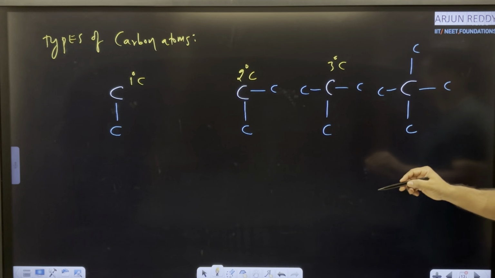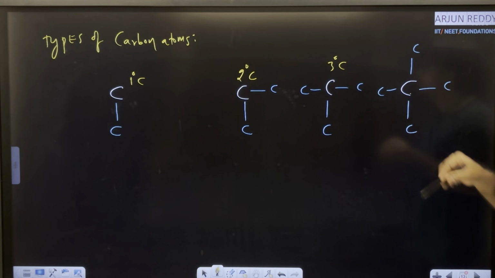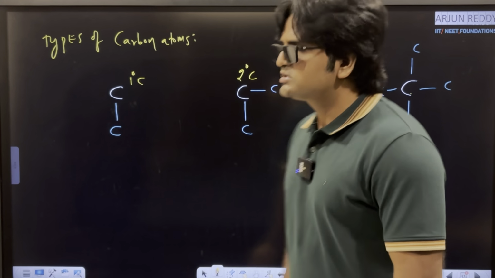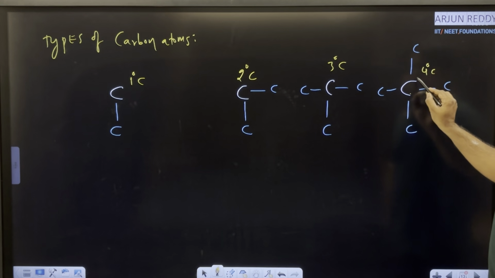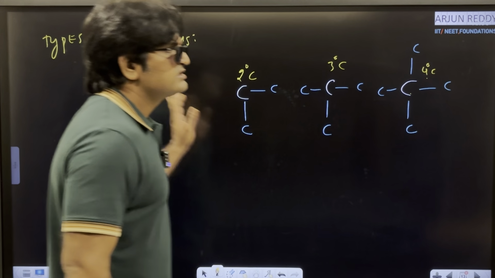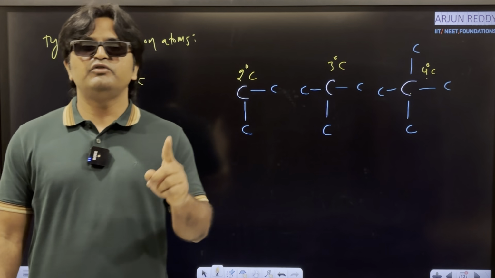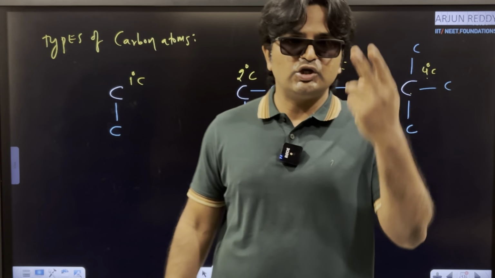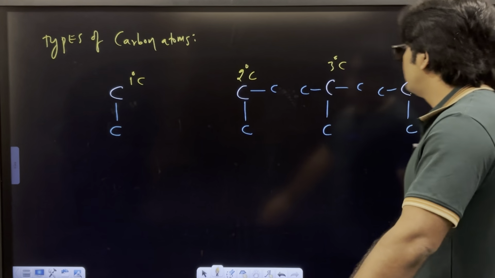And come to this one. Here this carbon is connected with how many carbon atoms? 4 carbon atoms. Your middle carbon atom is connected with 4 carbon atoms. What is the degree of this carbon atom? 4 degree carbon. That's a very important point. Once again, look at these carbons. If your carbon atom is connected with 1 carbon, it is 1 degree; with 2 carbon atoms, 2 degree; 3 carbons, 3 degree; and 4 carbons, 4 degree carbon atom.